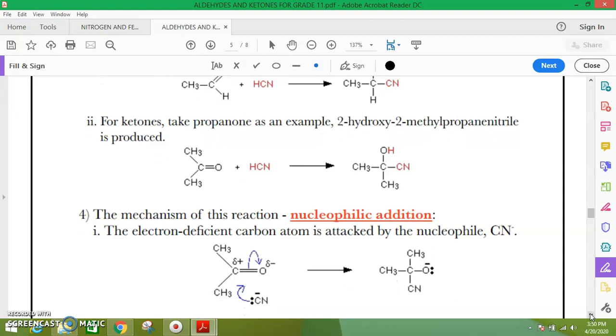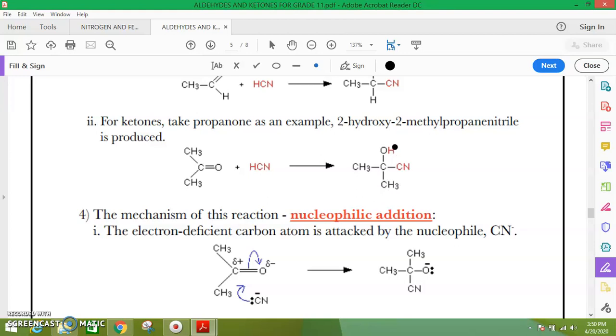Number 2, for ketones, take propanone as an example, and same like aldehyde, you are going to break this bond. Oxygen negative, it will attack on hydrogen, and CN, it will attack on carbon. You can see this one here. This bond will be shifted towards oxygen because it is more electronegative, and this cyanide ion is a nucleophile and it will attack on carbon. And the compound will remain the same, 2-hydroxy, because carbon 1 and 2, 2-hydroxy, 2-methyl, because there is a methyl group also.